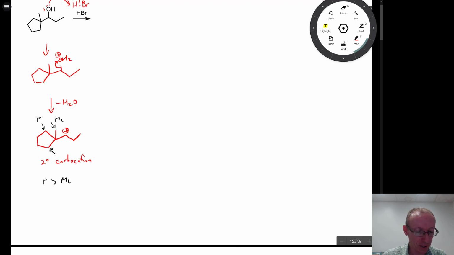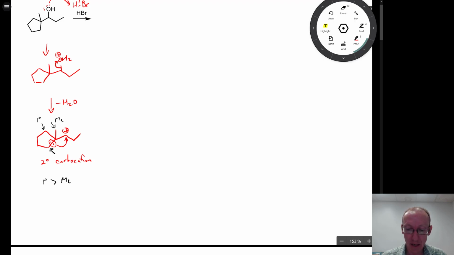So let's draw that migration. Now the ring's symmetrical, so we can pick either one of those bonds. And I quite often like to draw in the pair of electrons that's in that bond, put a circle around it, and show that migrating across to the carbocation center. So see that arrow starts with a pair of electrons and it ends up at the carbon to which it's now bonded.